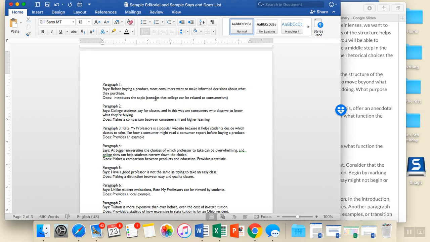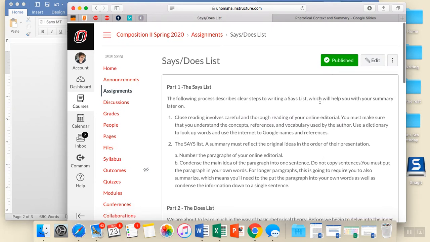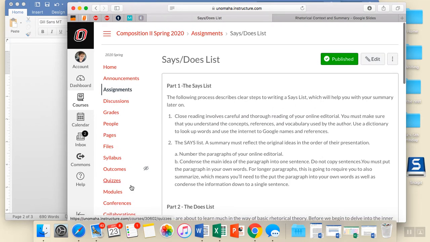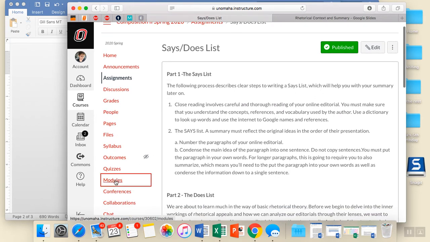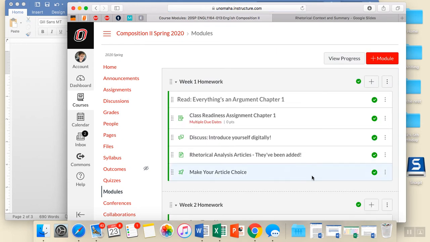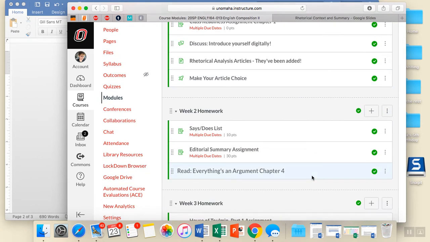Again, we're not going to use the does statements in the second part of the homework for the editorial summary, but we are going to use the says statements. The does is just really kind of starting to get you to think critically about the article that you have. So that's a says does list assignment. Your second assignment that is due for next week is the editorial summary, which is going to be really easy in comparison. And I'll explain what I mean here in a second.